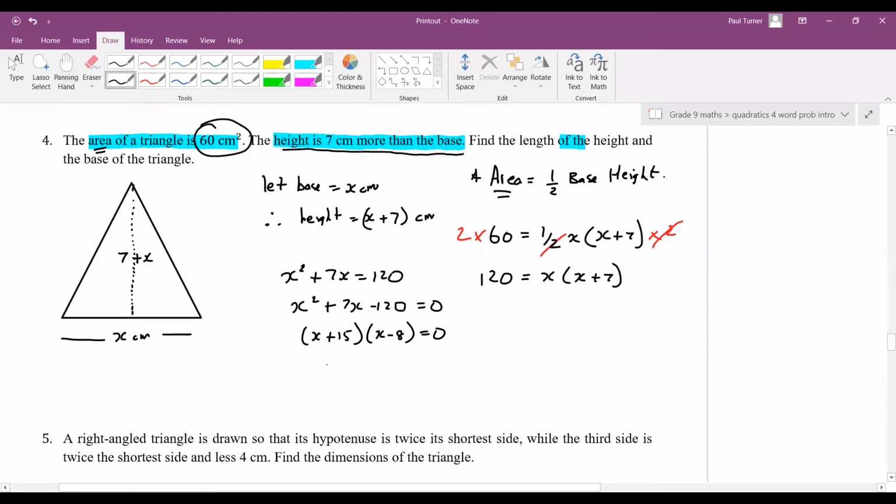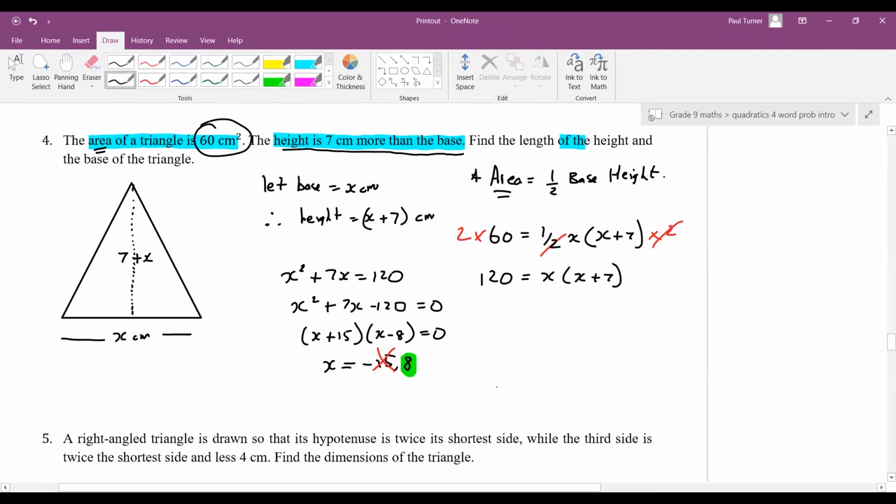So therefore, x could equal minus 15 or 8 at this step. But because we're dealing with lengths, we ignore the negative values. So this one would be gone because we can't have minus 15 centimeters. So your only solution there would be x equals 8.